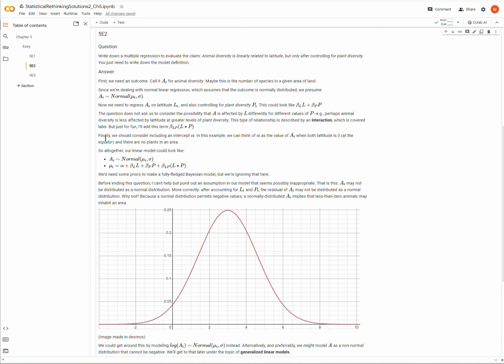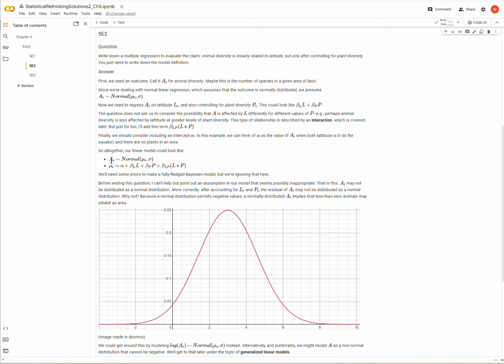So one more thing that we want to consider is an intercept term, alpha. We can think of the value of alpha as being the value of animal diversity when both latitude and plant diversity are 0. So this would be at the equator at an area where there are no plants. And alpha then would be the animal diversity in that circumstance, okay?